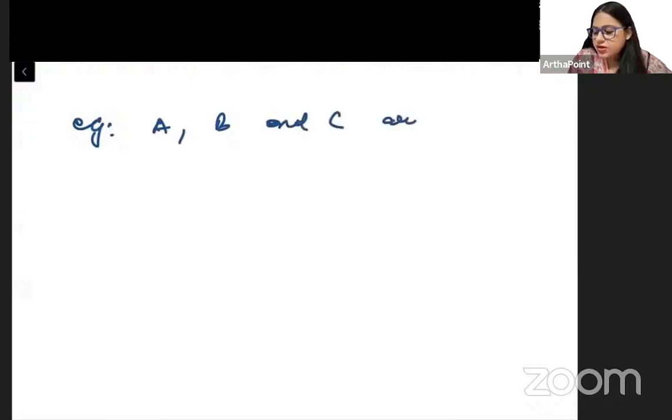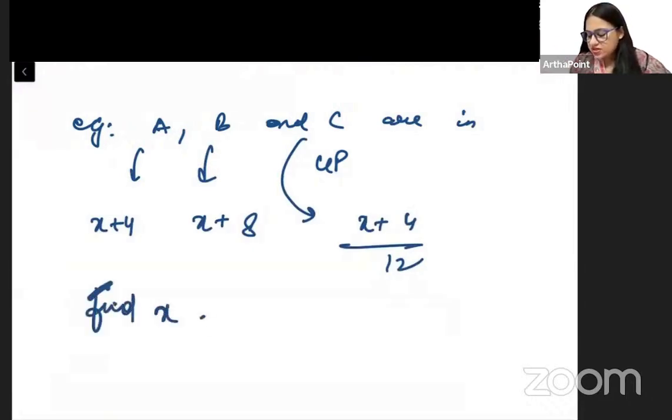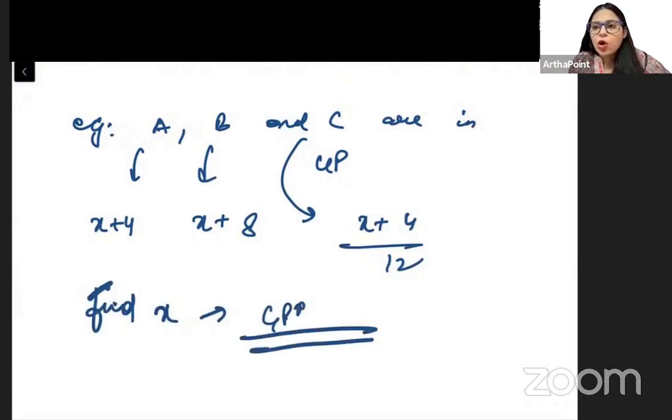So for example, if I tell you that imagine A, B, and C are in GP, right? And I tell you something about A, B, and C. I tell you A is x plus 4, B is x plus 8, and C is x plus 4 by 12. Something like this I give you three terms. So I will tell you, find x such that they are in GP, or find their common ratio. Maybe I will just put a 2 here, something like this.